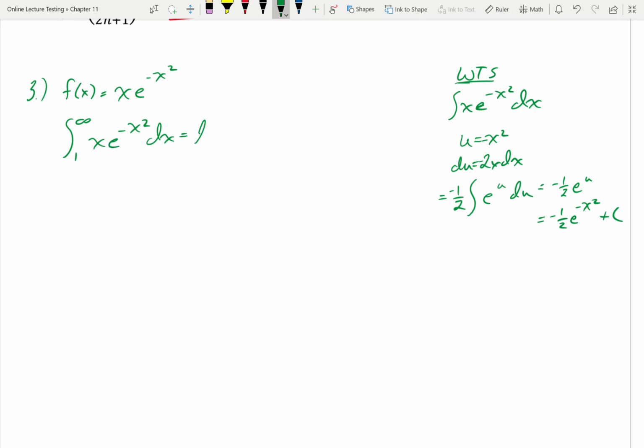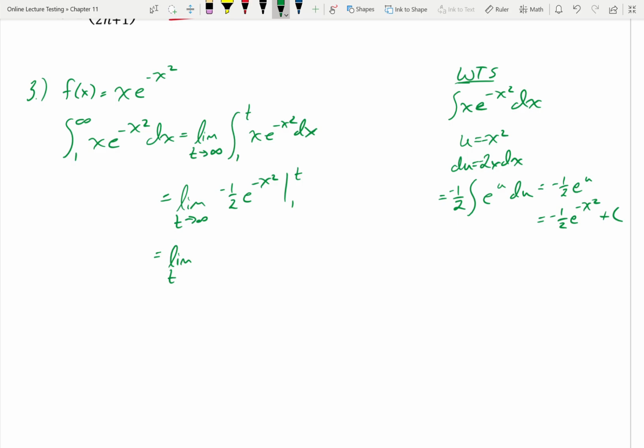Using improper integrals, I'm going to rewrite my limit as t approaches infinity. So we get the integral from 1 to t of x e to the negative x squared dx. We just found the most simple antiderivative of this, so we're going to get negative 1/2 e to the negative x squared, evaluated from 1 to t.